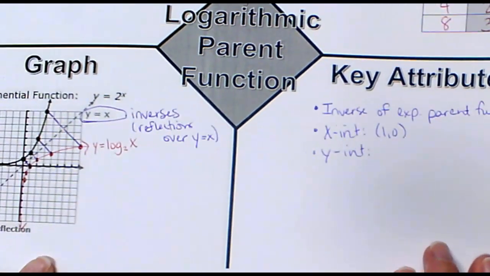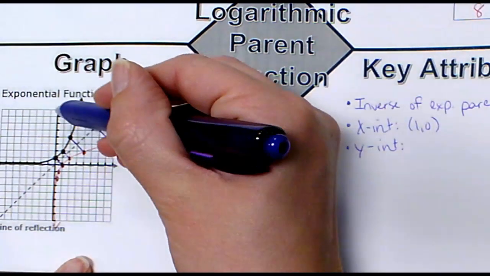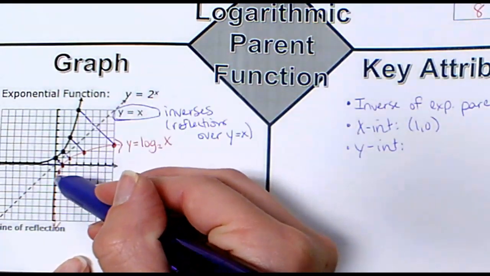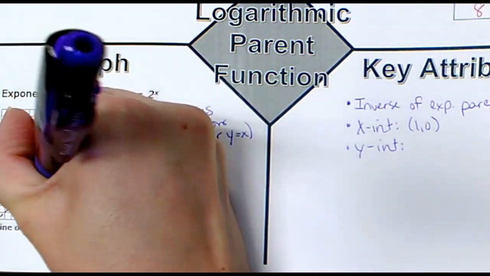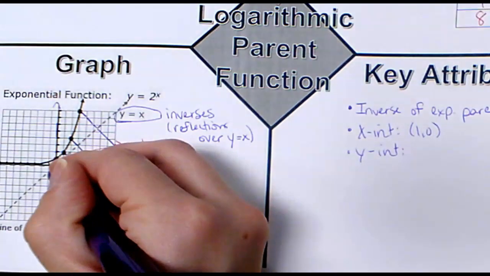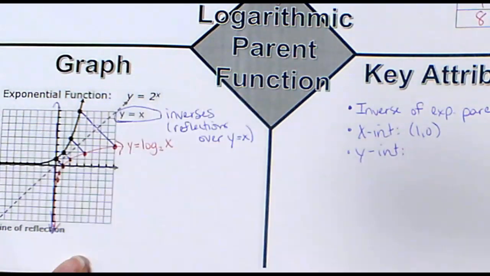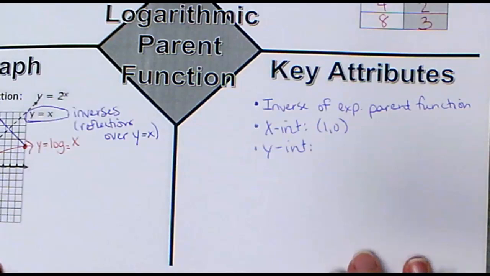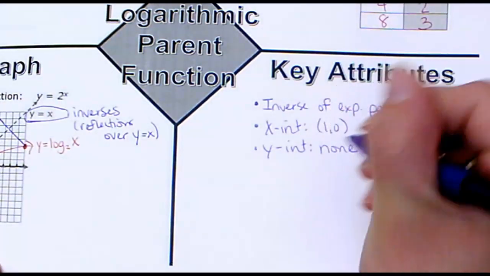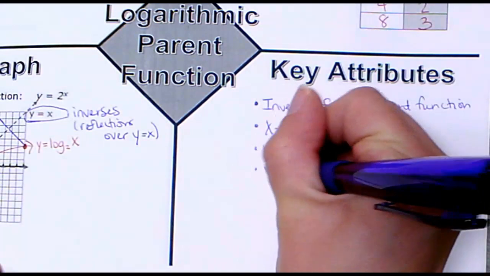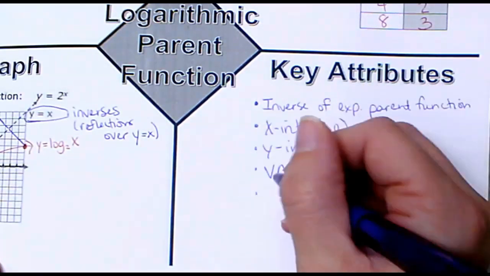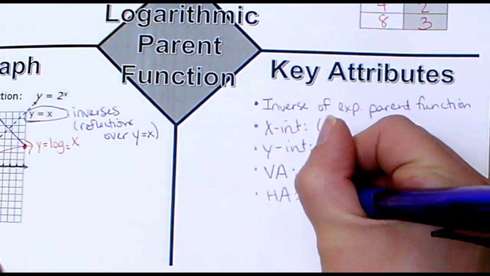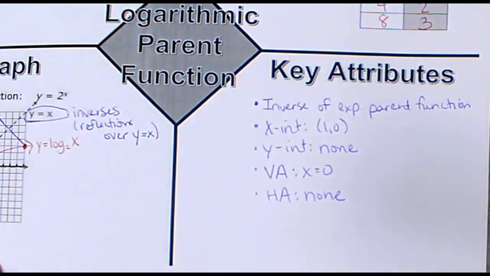Y-intercept. When I look at my graph along the y-axis, I see this graph starts to flatten out right here, so that means there's an asymptote right here. There's an asymptote that goes through x equals 0, so there is no y-intercept. It's never going to cross the y-axis. The vertical asymptote is x equals 0. In the logarithmic parent function, there is no horizontal asymptote like there is in the exponential. So we've got a vertical asymptote now.